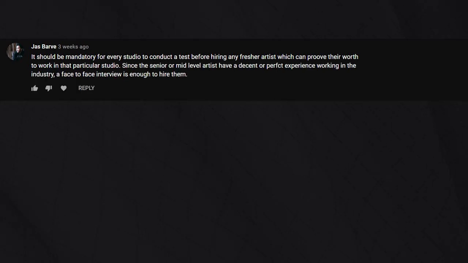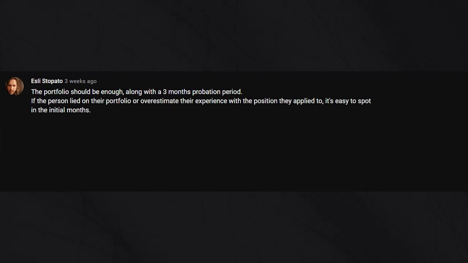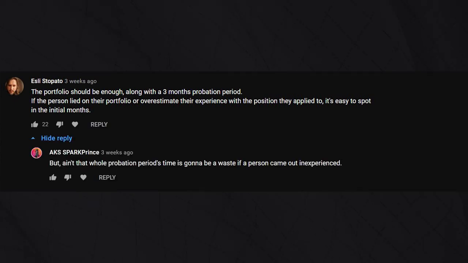It should be mandatory for every studio to conduct a test before hiring any fresher artist, which can prove their worth to work in that particular studio. Since the senior or mid-level artist have a decent or perfect experience working in the industry, a face-to-face interview is enough to hire them. The portfolio should be enough, along with a 3 months probation period. If the person lied on their portfolio or overestimated their experience with the position they applied to, it's easy to spot in the initial months. But isn't that whole probation period's time going to be a waste if a person came out inexperienced?